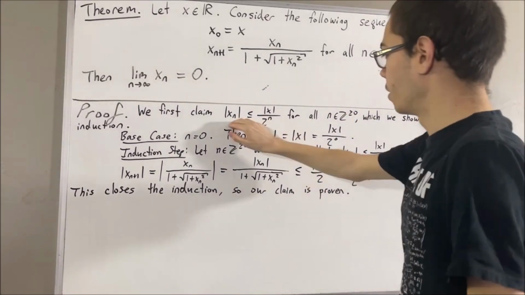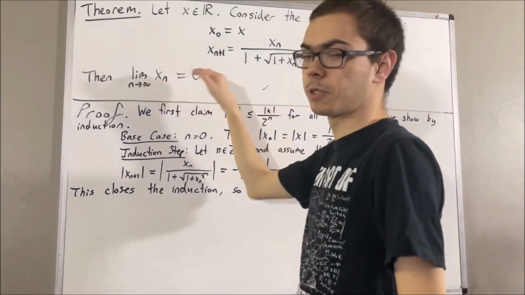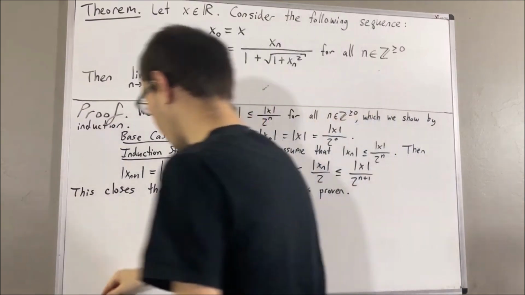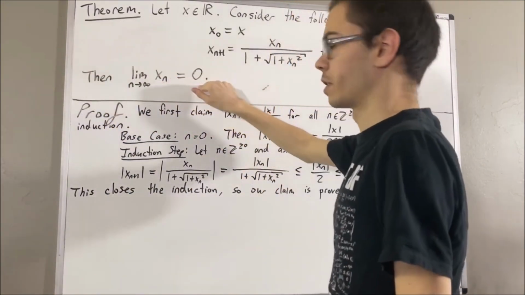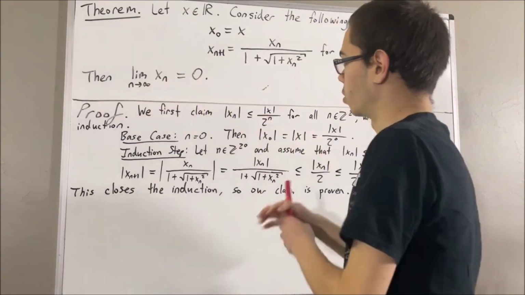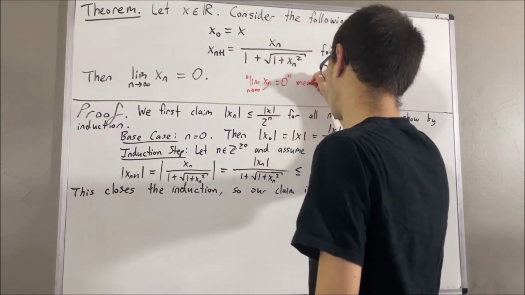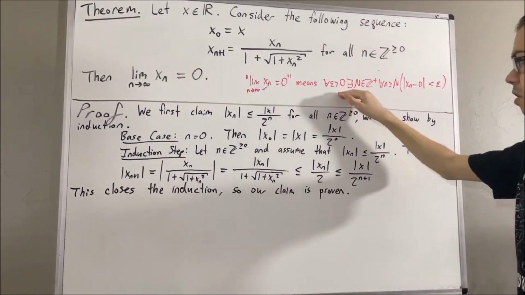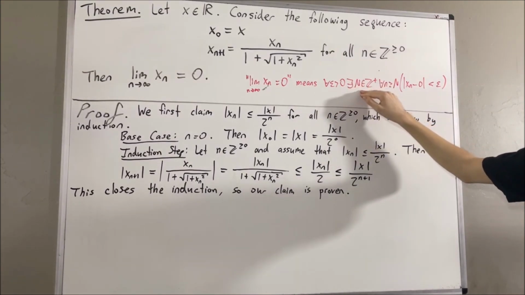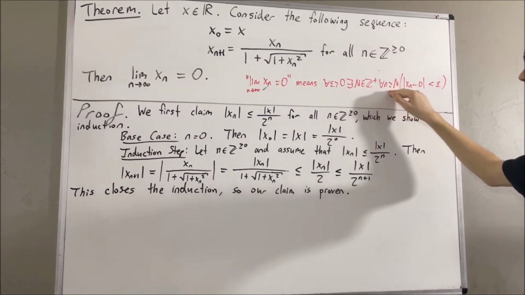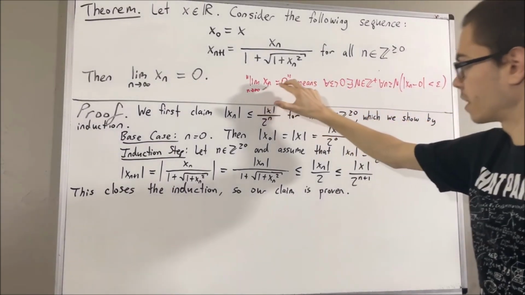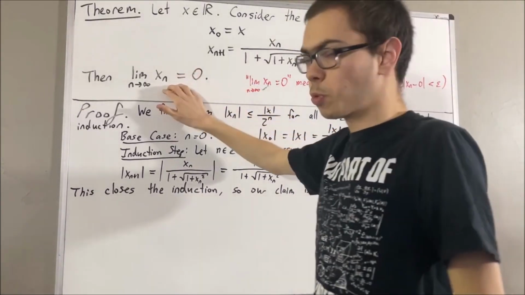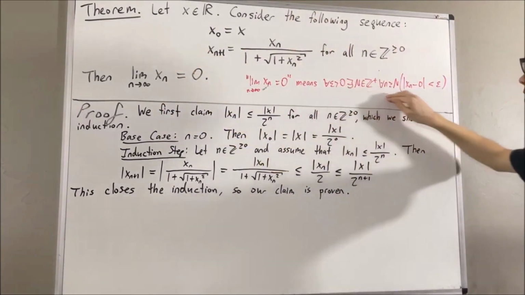And so, this should be able to help us prove that this sequence converges to 0. Now, to prove that this sequence converges to 0, let's recall what it means by definition for a sequence to converge to 0. This means the following. It means for every epsilon greater than 0, there exists a positive integer capital N, such that for all n greater than or equal to capital N, the absolute value of xn minus 0 is less than epsilon. So, to prove the sequence converges to 0, all we have to do is prove this statement.